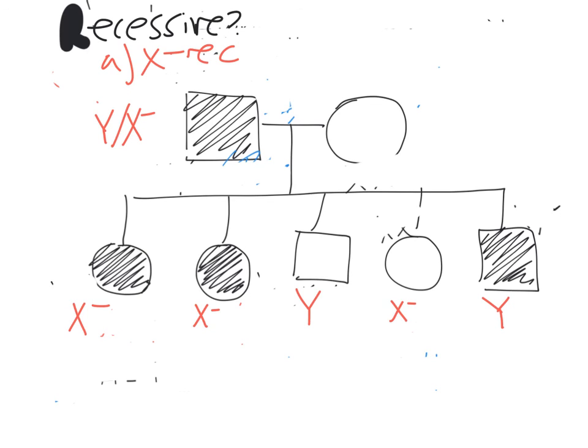So far, I think everything's okay. The sons have Y chromosomes, the daughters have X chromosomes. And if it's recessive, we can't predict the phenotypes there in the second generation based on just one allele. We have to know what came from mom. What are mom's possible genotypes?